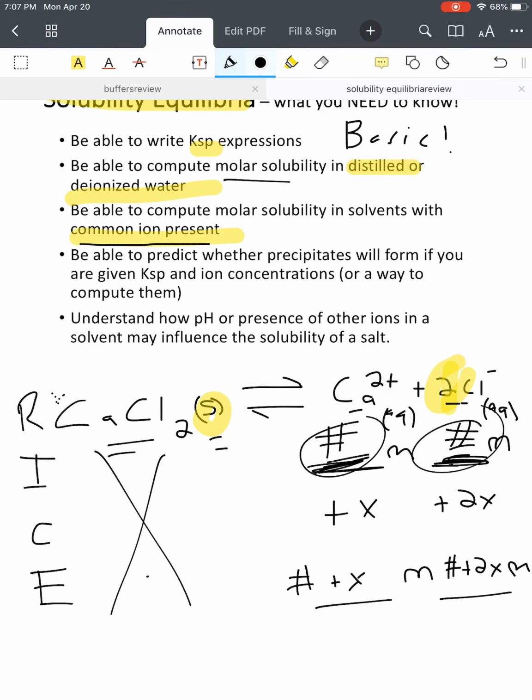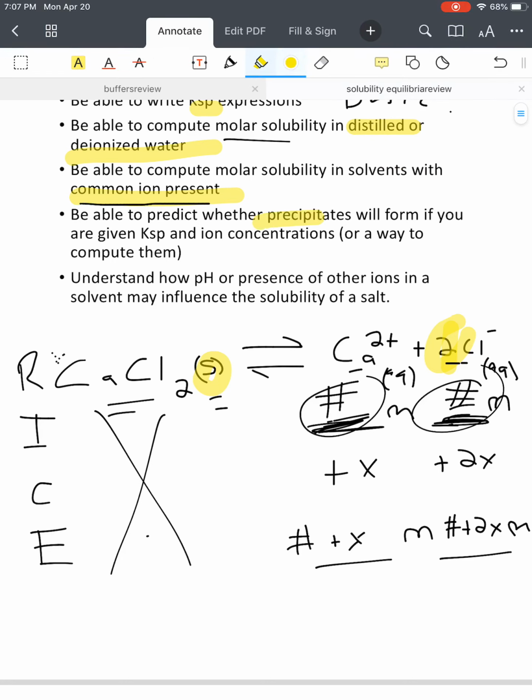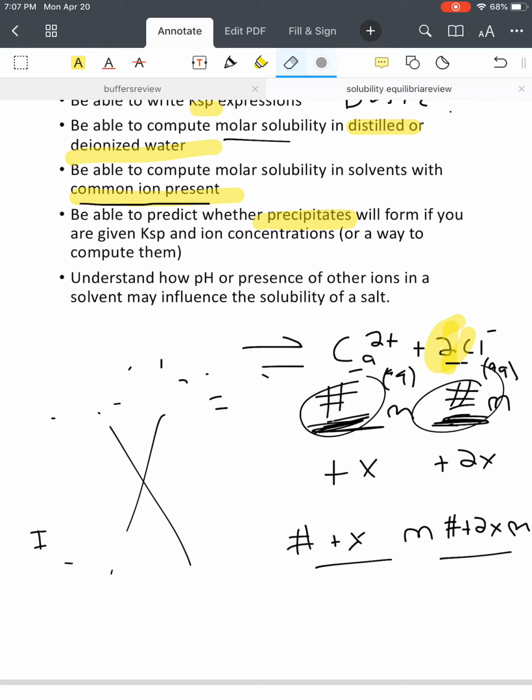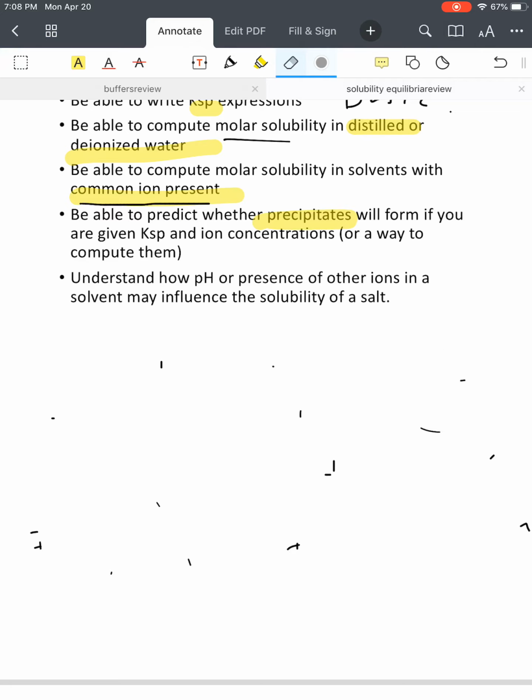The next thing, then, we got to learn is be able to predict whether precipitates will form in solution. How in the world can we do that? Well, typically you're given a problem, it gives you initial concentrations of ions present, and you're asked, will a precipitate form, will a precipitate not form? You're going to be given a KSP value as well in these types of problems, okay?